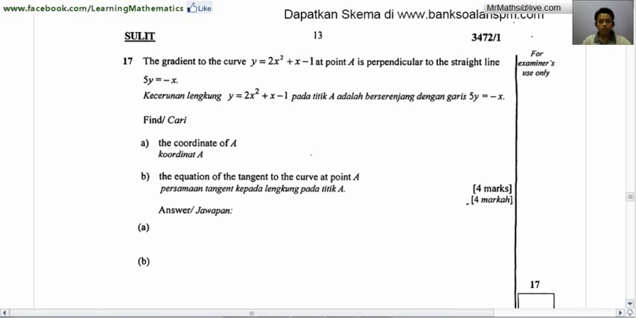Okay, number 17. The gradient of the curve y equal to 2x squared plus x minus 1 at a point A is perpendicular to the straight line 5y equal to minus x. Find the coordinates of A and then the equation of the tangent to the curve at point A.